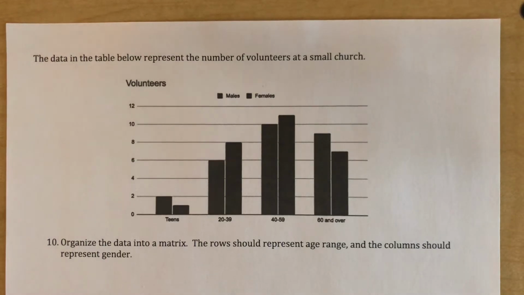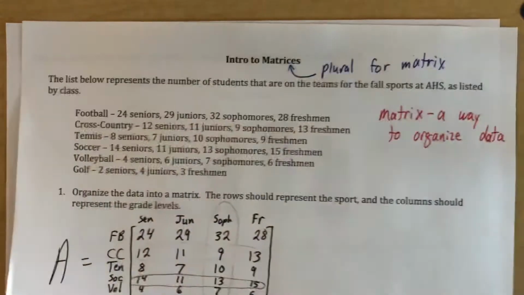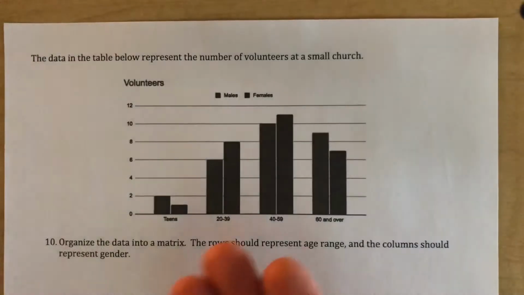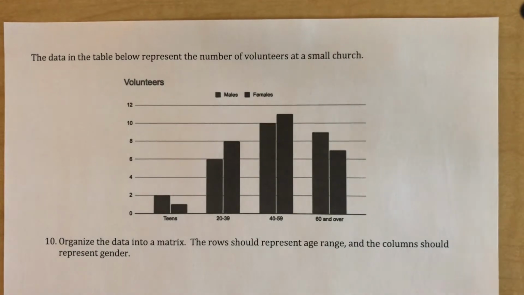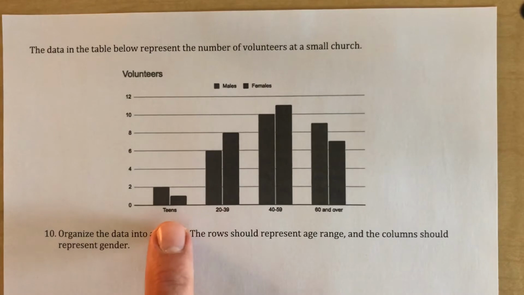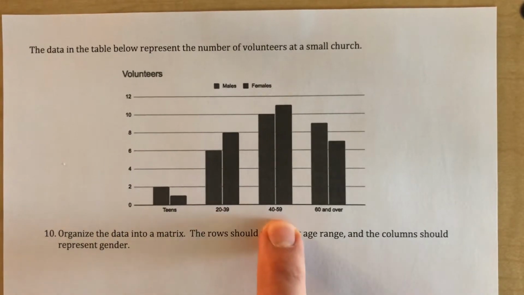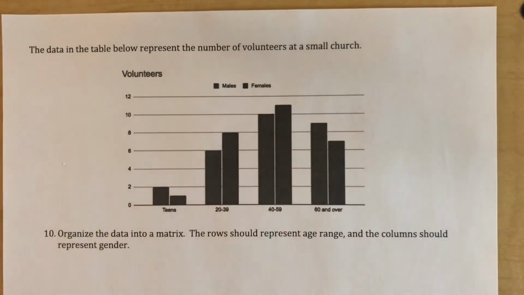Let's work on the second problem, and this problem is represented differently than it was in the first problem. The first problem was represented with words, and the second problem is represented, well, in a graph. So the data in the table below represent the number of volunteers at a small church. So we have volunteers at a small church, and if we look at the categories, we have males, females, and we also have teens, people in their 20s and 30s, people in their 40s and 50s, and then 60 and over. So let's make sure that we know exactly what it's asking.